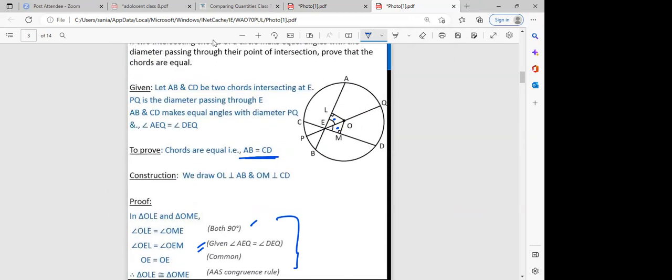And tomorrow before starting, we will do the theorems, and after that we will again start with the examples. Okay? So till then you can note this down.